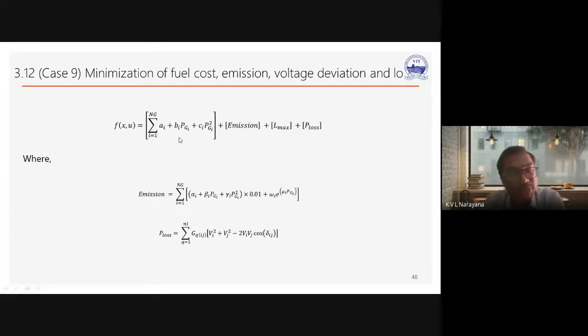The fuel cost mainly depends on the power generation of the generators. That's why the fitness function includes ai, bi, ci, the cost coefficients of the generators, and the output power generation of each generator. i equal to 1 to ng, where the number of generators is 5, so i equal to 1 to 5. So we have to consider the output power of 5 generators to minimize the fuel cost.